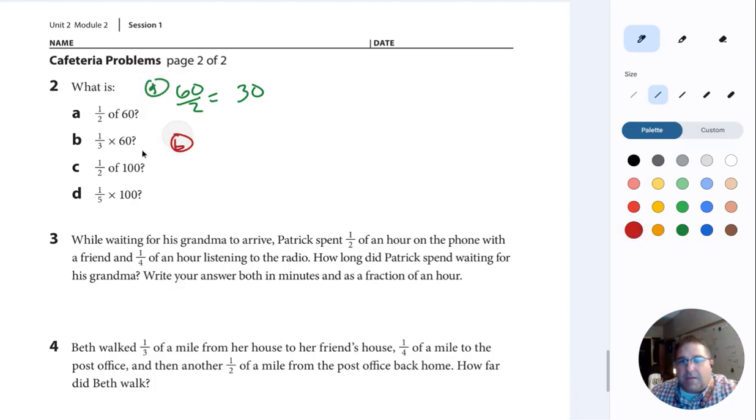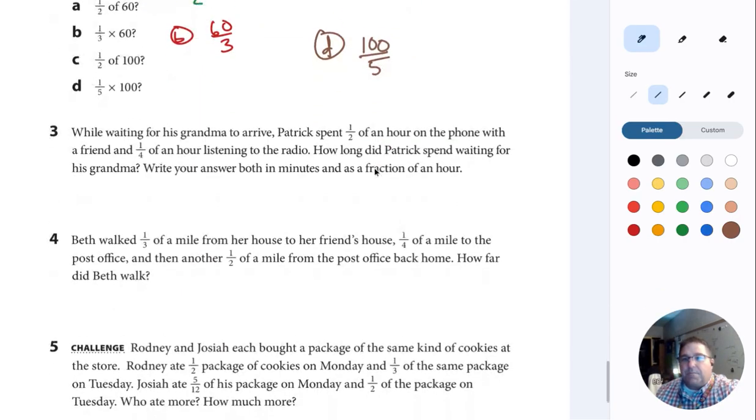For B, 1/3 of 60 is just 60 divided by 3. So what's 60 divided by 3? For C, 1/2 of 100. What's 100 divided by 2? And finally for D, 1/5 of 100. Well, what's 100 divided by 5? That's all we got to do on those.